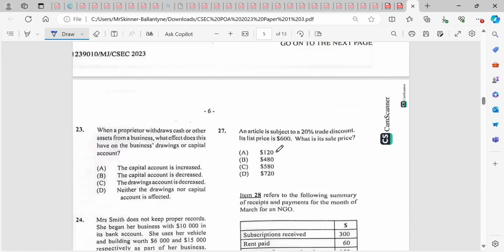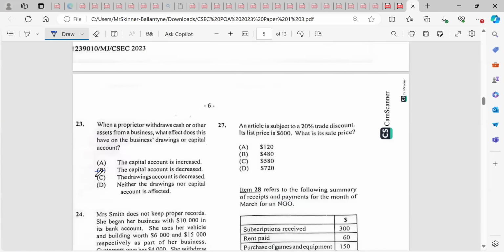Number 23. When a proprietor withdraws cash or other assets from the business, what effect does this have on drawings or the capital account? Is A? B. B. It will increase your drawings and decrease your capital. Minus drawings from capital.